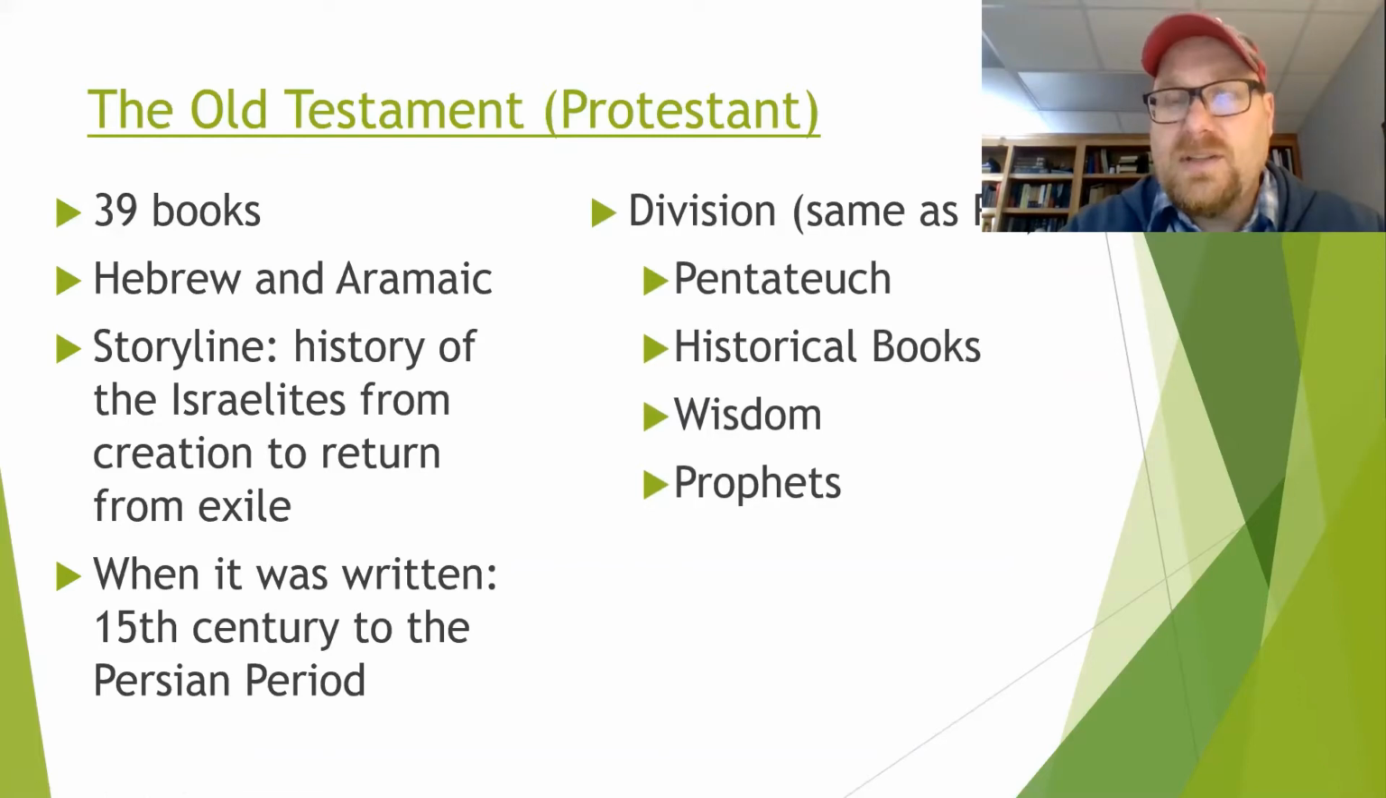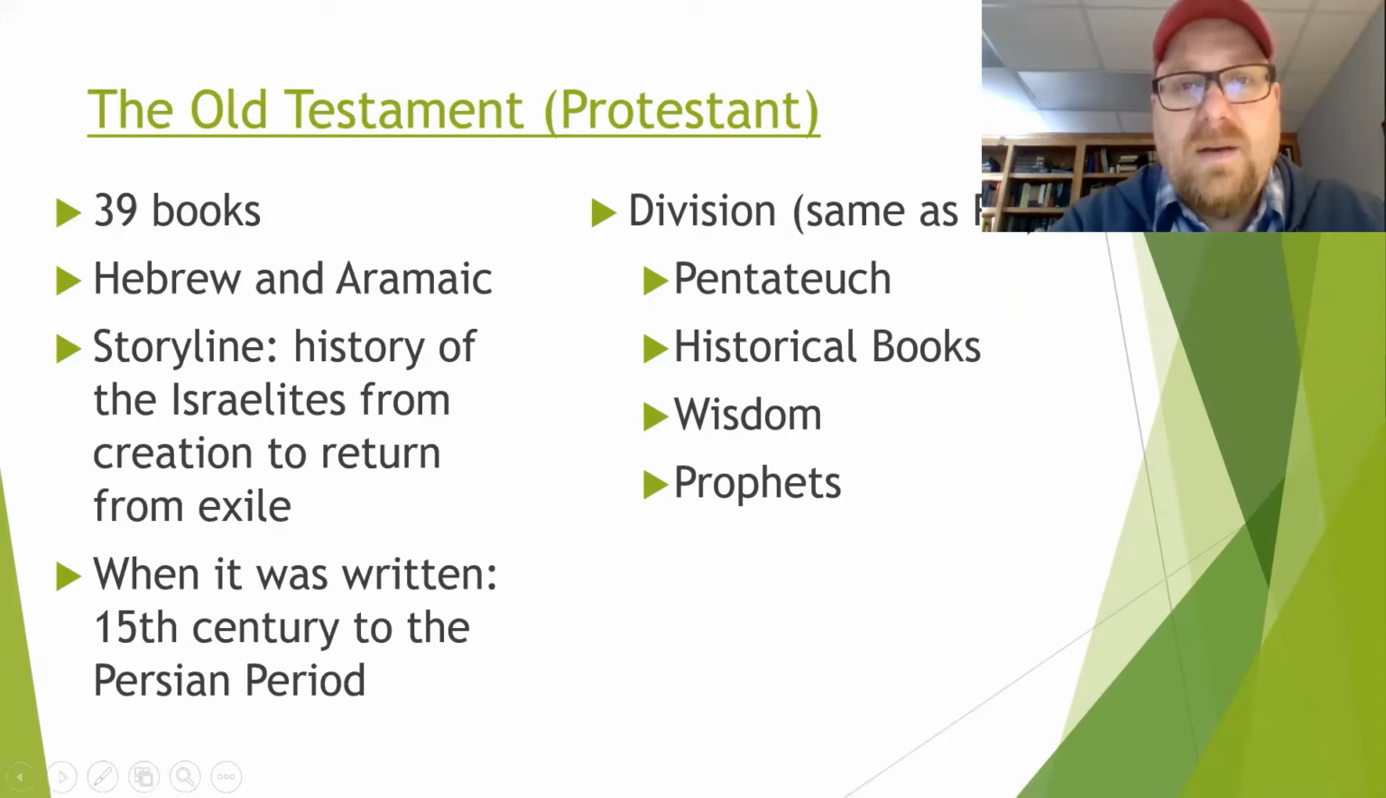The divisions, the way that it is arranged, is just like the Roman Catholic Old Testament, same arrangement. You have the Pentateuch, or the books of Moses, come first, followed by the historical books: Joshua, Judges, Samuel, Kings, Chronicles, Ezra, Nehemiah, Esther. And then you have the wisdom books: Job, Psalms, Proverbs, Ecclesiastes, Song of Solomon, and then the prophets: Isaiah, Jeremiah, Lamentations, Ezekiel, Daniel, Hosea, Joel, Amos, Obadiah, Jonah, Micah, Nahum, Habakkuk, Zephaniah, Haggai, Zechariah, and Malachi. So that's the arrangement.